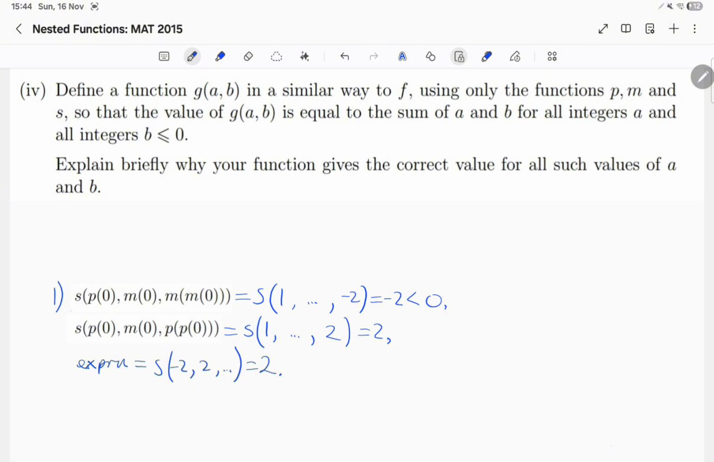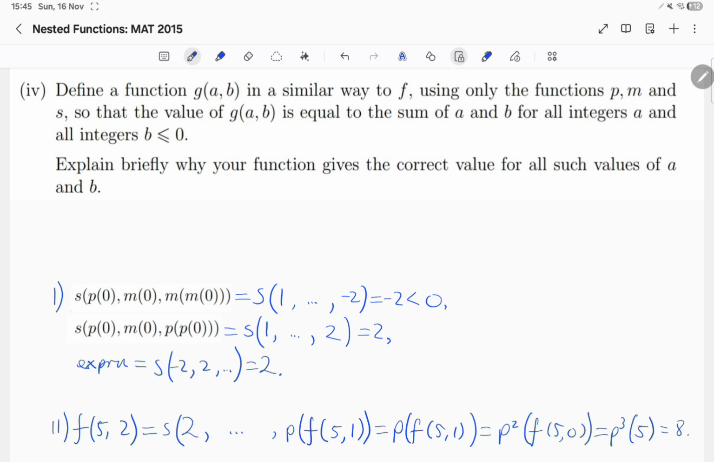Negative 2 is less than 0, meaning we don't need to evaluate the second s function, and we can simply evaluate the third nested s call. This is s of p of 0, m of 0, p of 0, and this gives us s of 1, something we don't care about, and 2, which is 2. Therefore, the entire expression is s of negative 2, 2, and something we don't care about, which evaluates to 2.